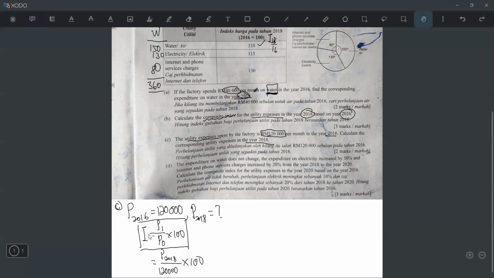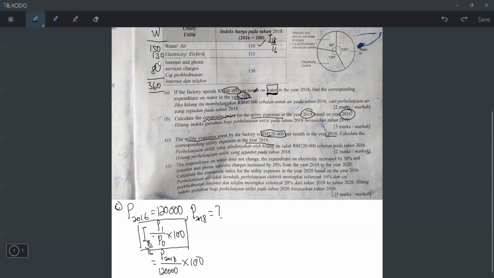Just now for the P1 on top, I put price 2018, and for P0, I put 2016. Means the I must also be 18 over 16. But I cannot choose any of these, even though they are 18 over 16, because when you read the question, it never mentioned water, electricity, internet and phone charges. They mention utility. If they mention utility, means what?